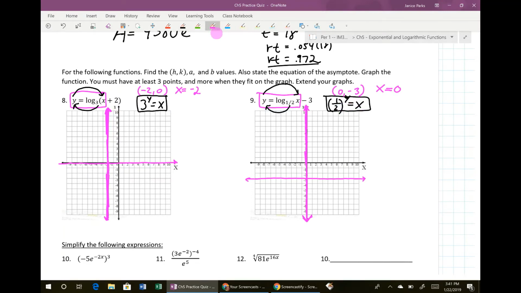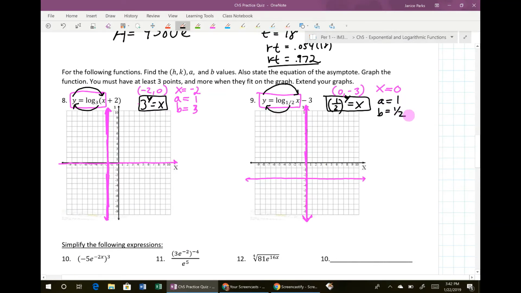Now that it's in exponential form, you can write your a and your b values. So the a value is 1 and the b value is 3. When there is no a value, like it's a 1 in front, it's understood to be a 1. Okay, the 3 is definitely the b value because that's where the exponent is part of the 3. It's 3 to the y power. So in this case, the a value is 1 and the b value is 1/2. And those have the same effect as when we did exponential functions.